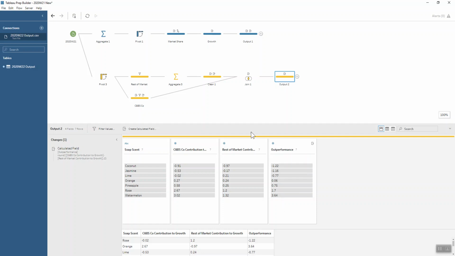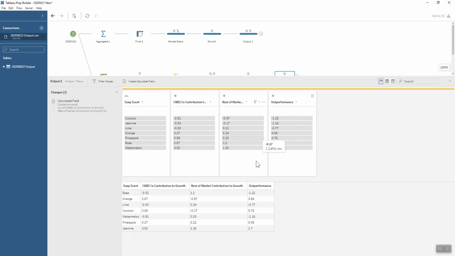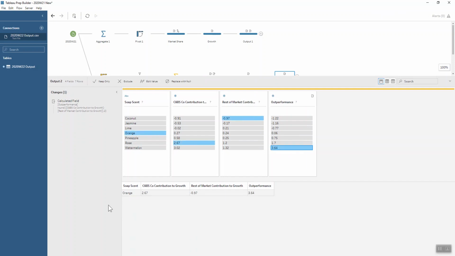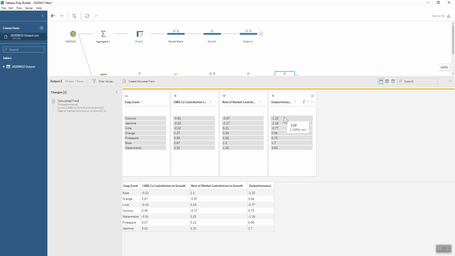So we can see, for example, if I move this up a bit, that the best soap scent for Chin Beard Suds Co, the one that's outperforming the market, the one where they're really doing well, that's orange, whereas there's more to work on with rose. We're underperforming the market in that soap scent. So things to look into for the Chin Beard Suds Co team.